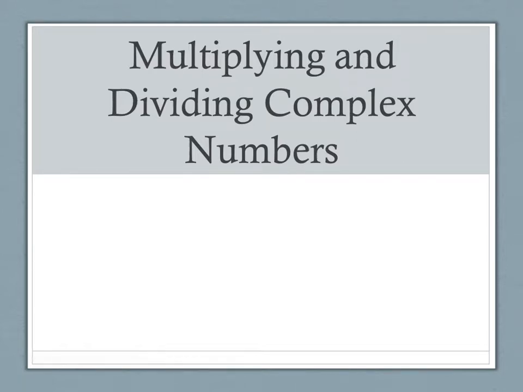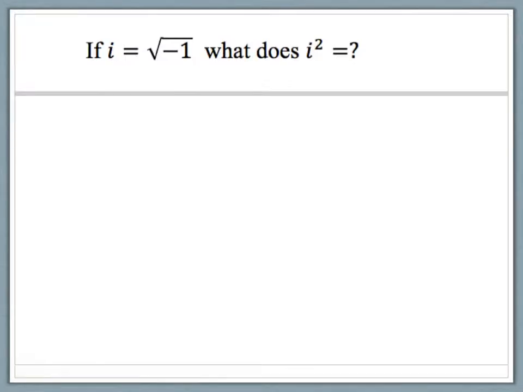Alright, so yesterday we did adding and subtracting complex numbers. Today we're going to multiply and divide complex numbers. So that's our goal for today. Now, kind of an important piece of information. We talked about that i equals the square root of -1.